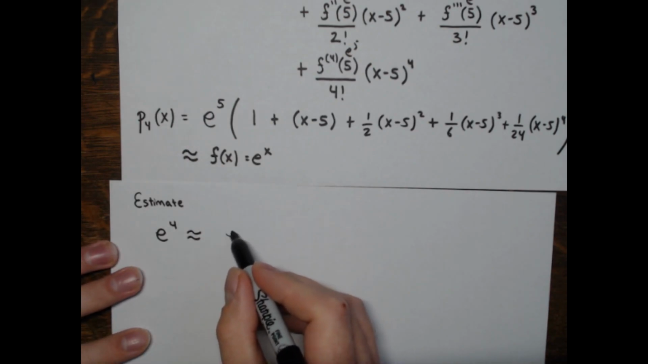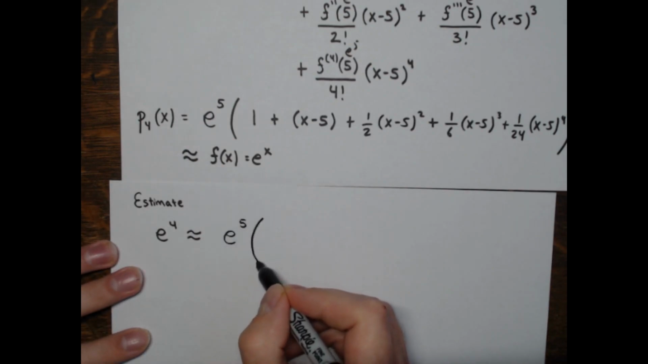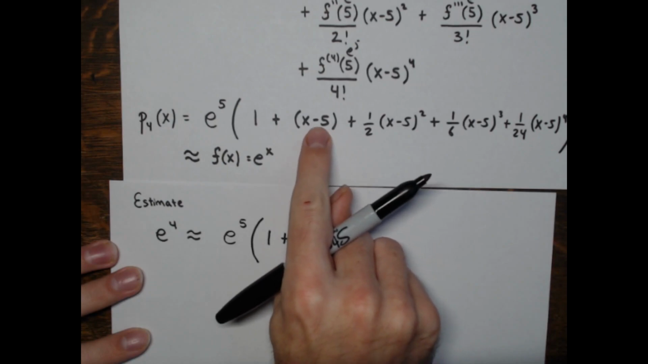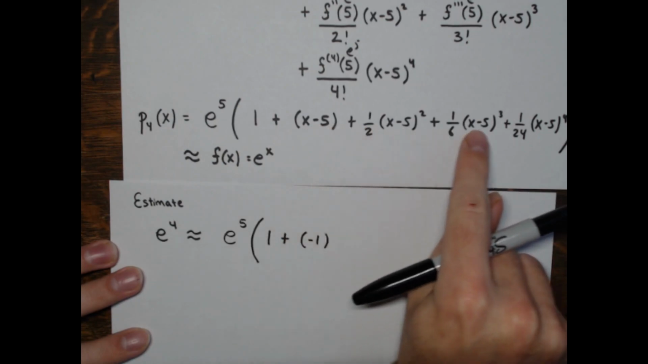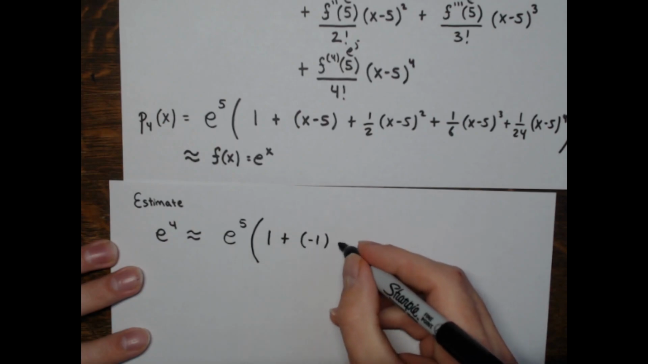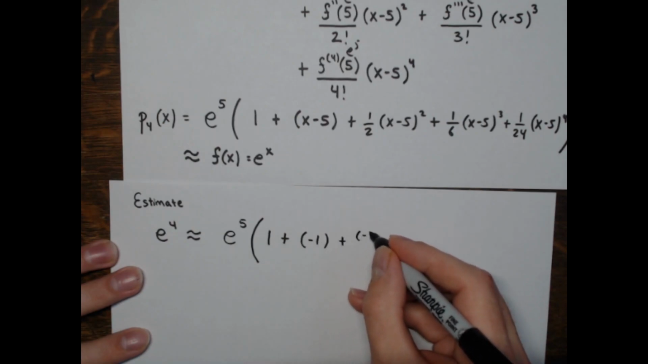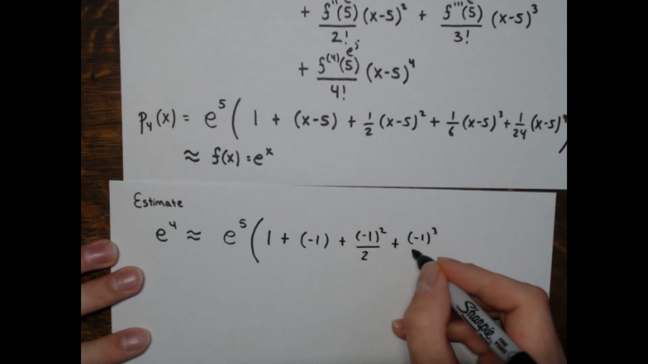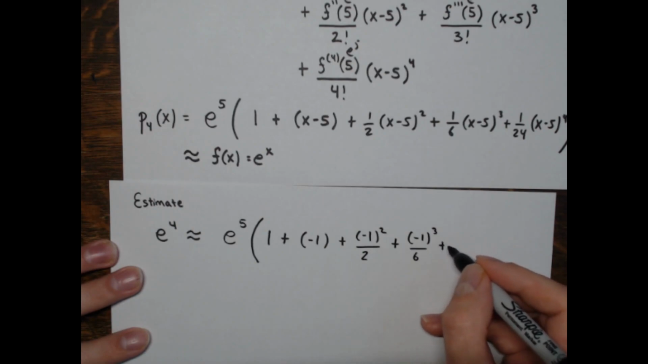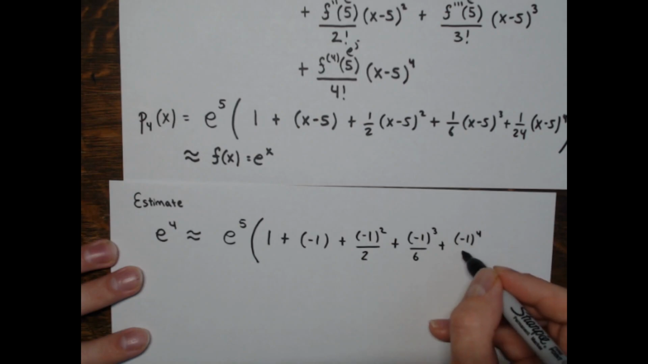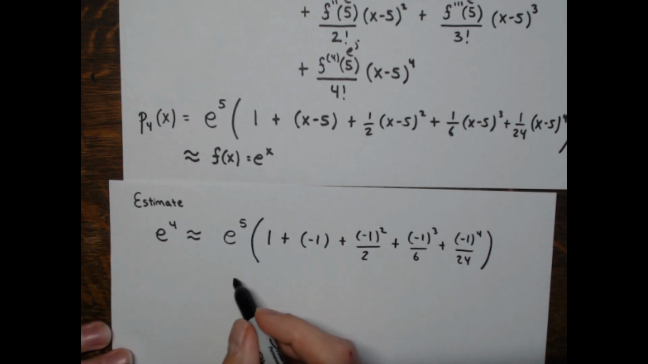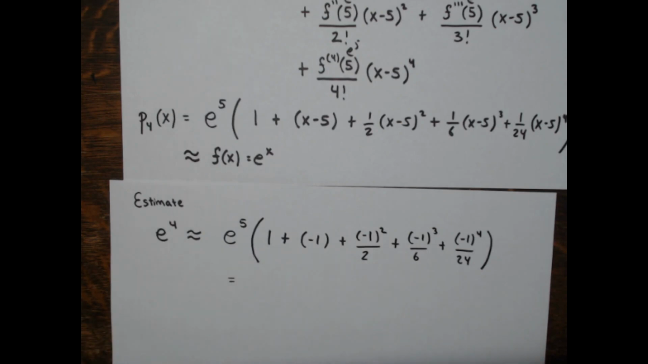So e to the fourth should be about e to the fifth times 1 plus negative 1, because 4 minus 5 is negative 1. So all these x minus 5s will become negative 1. So 1 plus negative 1 plus negative 1 squared over 2 plus negative 1 cubed over 6 plus negative 1 to the fourth over 24. So all I'm going to do is go to my function and plug in 4 to our polynomial.